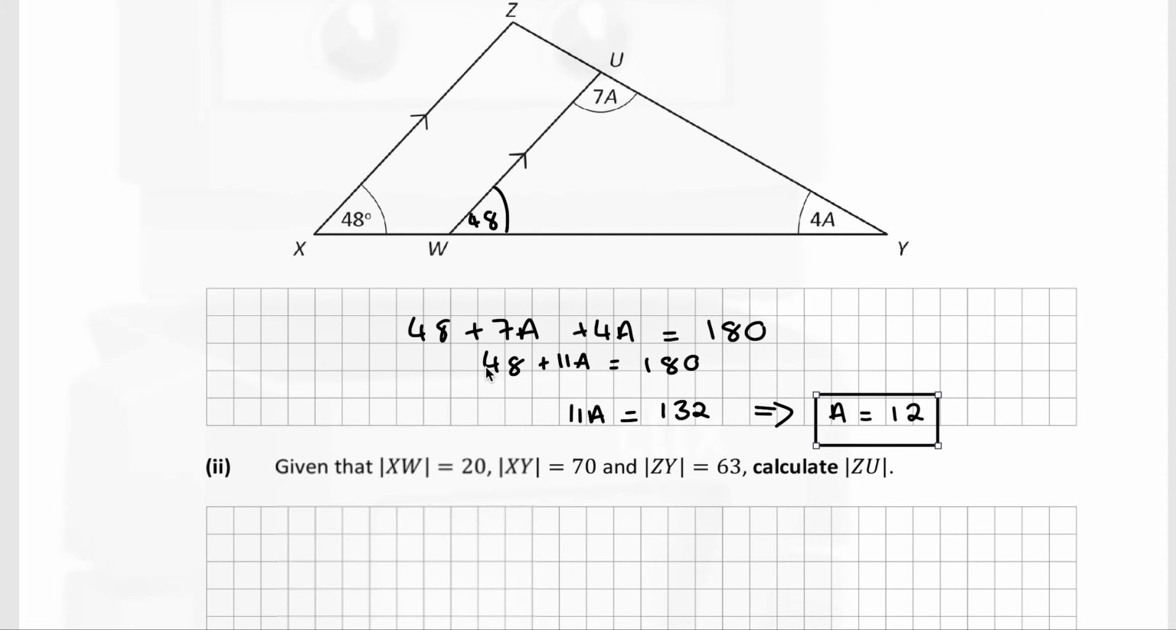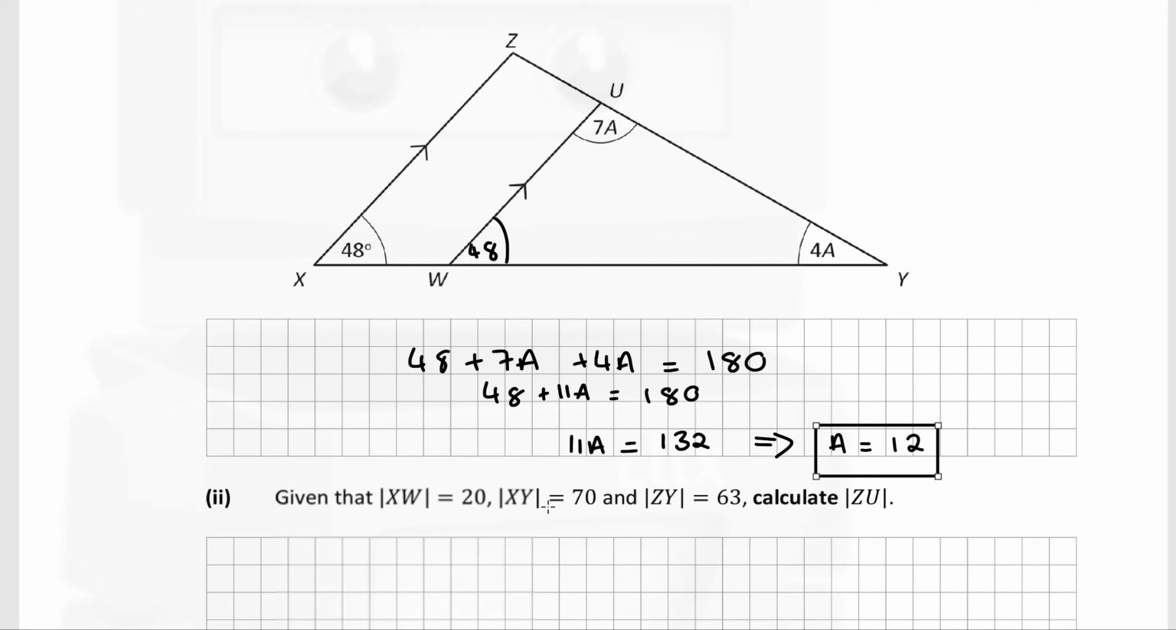Then in the next one it says given that xw is equal to 20 and xy is equal to 70 and zy is equal to 63, calculate zu. There's some similar triangles going on with this question. We could use those. So I'm just going to give these all a colour. So xw is equal to 20, so this part here is equal to 20.